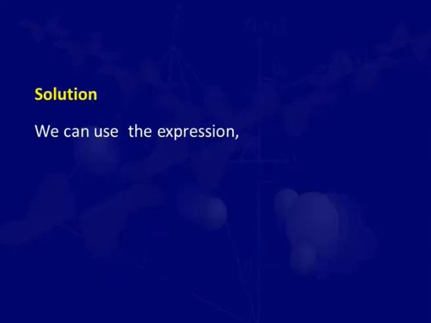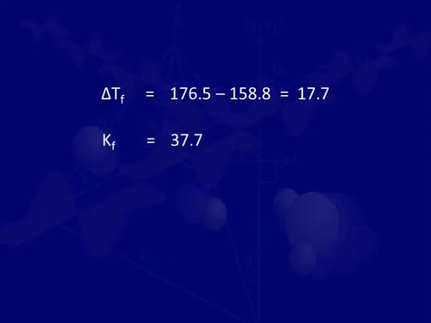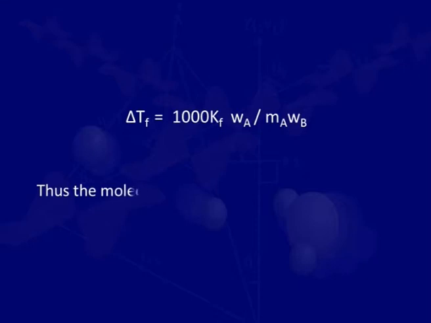We can use the expression delta Tf is equal to 1000 Kf into Wa upon Ma into Wb. Here delta Tf will be equal to 176.5 minus 158.8, which is equal to 17.7. Kf is given as 37.7, Wa equal to 0.0386 grams and Wb, which is the weight of solvent, is equal to 0.522 grams. By substituting all these values in this equation, we will get Ma, that is molecular mass of solute, equal to 157 grams per mole.